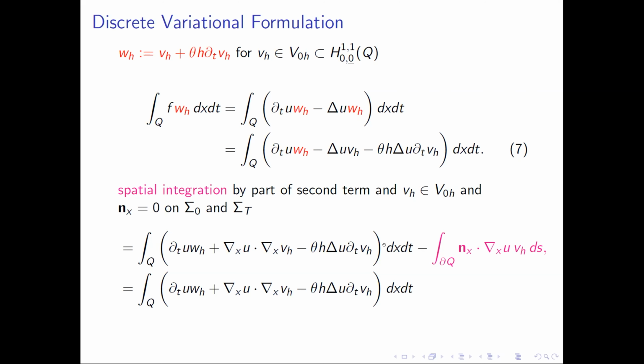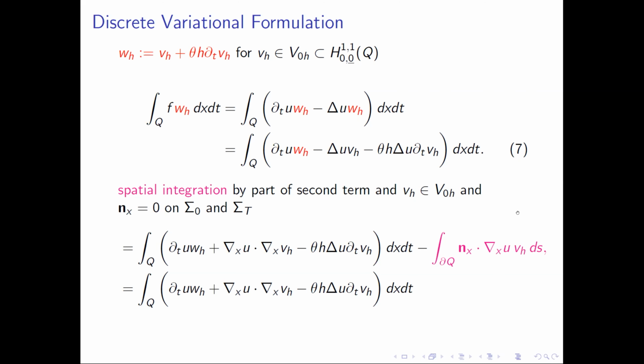So to do the formulation, what I do is that first I take the second term in this equation 7, and then I do a spatial integration by parts in space. If I do an integration by parts in space, then I get this part, this term here, which is coming from the boundary.